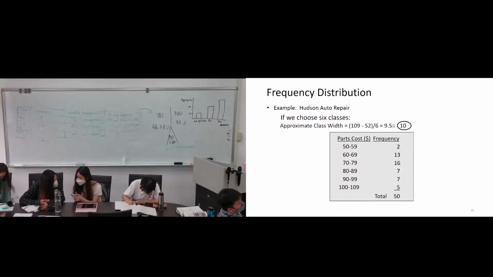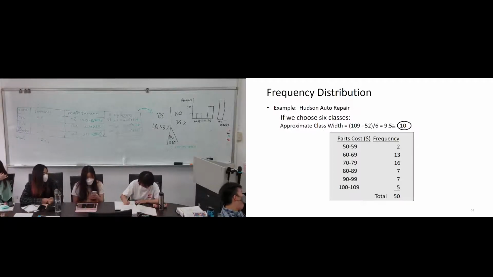How about the second one? Starting from 60 to 69, there are also 10 data values. The same for 70 through 79, 80 to 89, and 90 to 99.